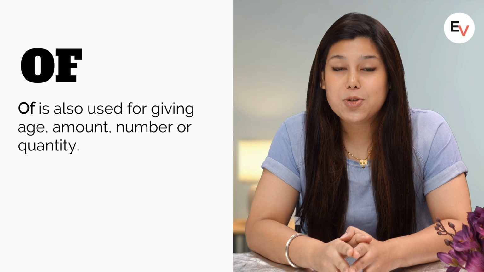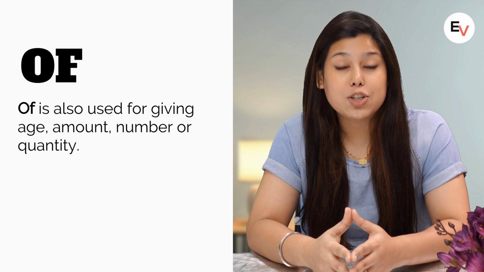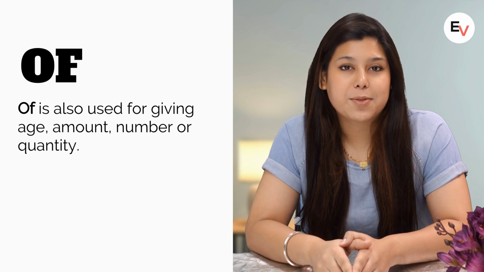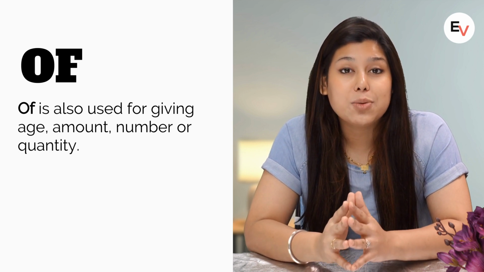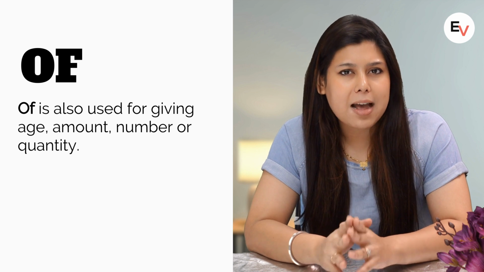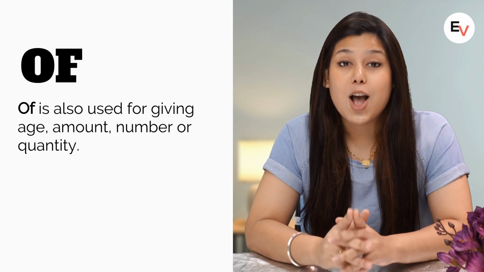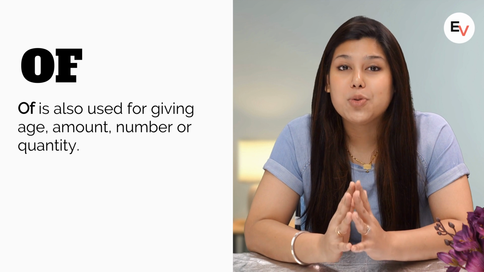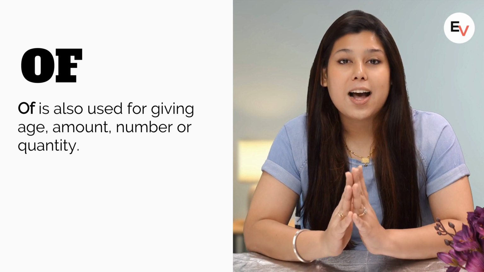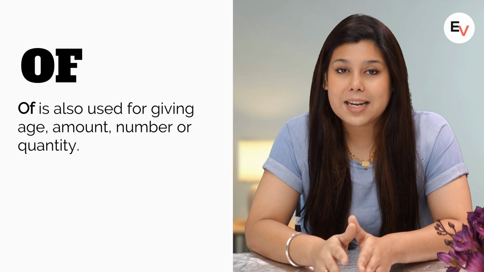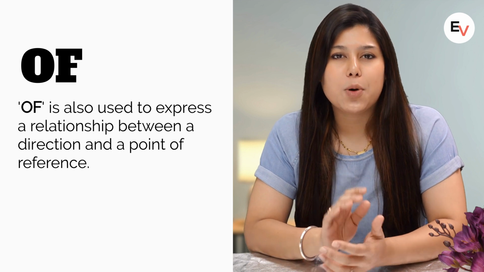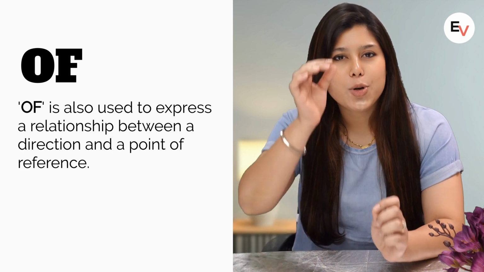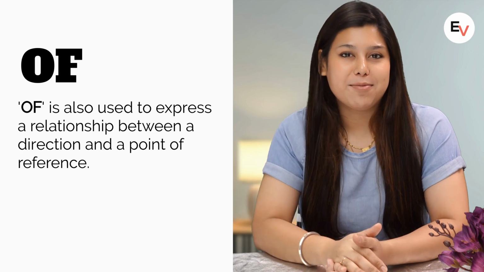Of is also used for giving number, age, amount or quantity. For example, there is an increase of 12% in the revenue this year. I met him at the age of 17. A lot of students want to improve their English. I make plenty of spelling mistakes when I type on my computer. Of is used to express a relationship between a direction and a point of reference. Just like we say, north of India or south of India.